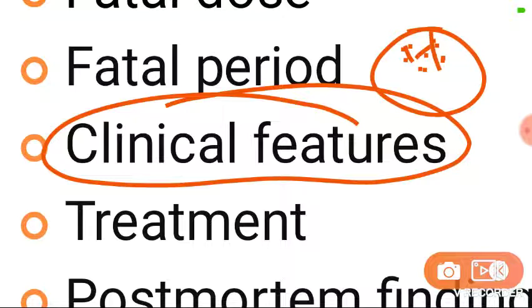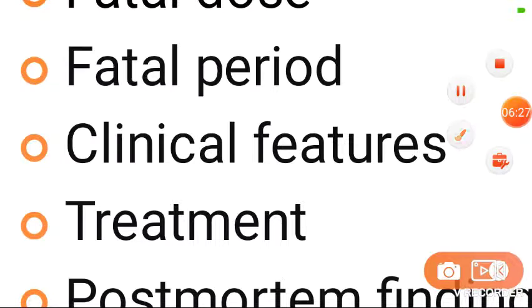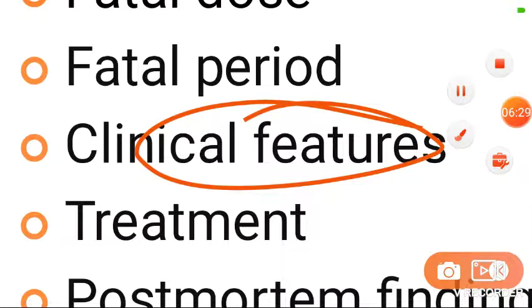Although hallucinations may occur, that means everything will occur, only you can write an exam. General weakness, oppression of chest. Death occurs due to paralysis of heart, respiratory centers or both. So basically now, finally after these clinical features, we are writing what? Death. Death can occur because of heart failure, paralysis of heart, respiratory centers, or both can happen.